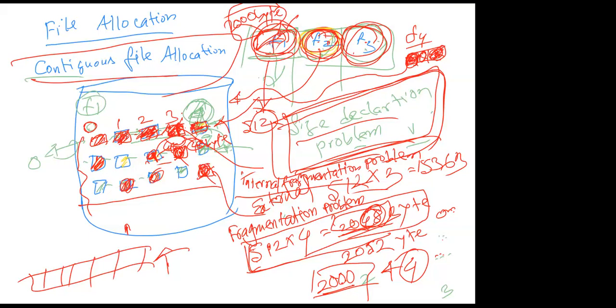Now let's see the last topic. Today's last topic is called non-contiguous allocation. We'll see the linked list allocation method. Non-contiguous allocation is also called linked list allocation.